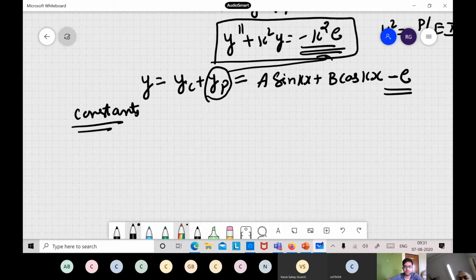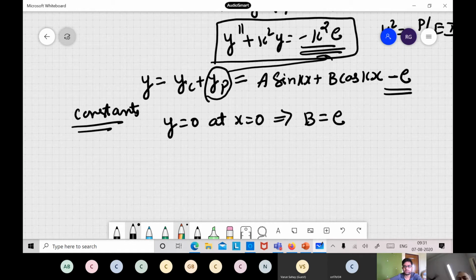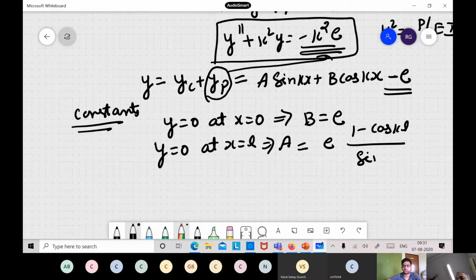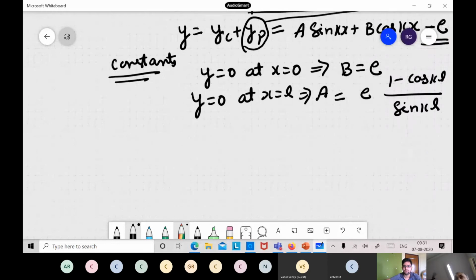So now the boundary condition is y is equal to 0 at x is equal to 0, that is, 0 deflection. Which means, if you substitute, b turns out to be e, and y is equal to 0 at x is equal to L. So you solve for A, and it turns out to be e into (1 minus cos KL) by sine KL. And this is how we get these terms.